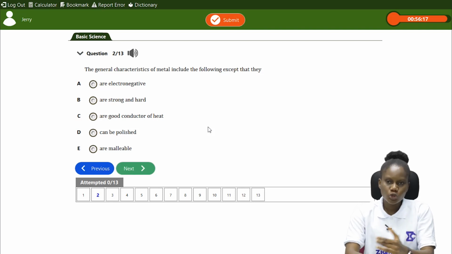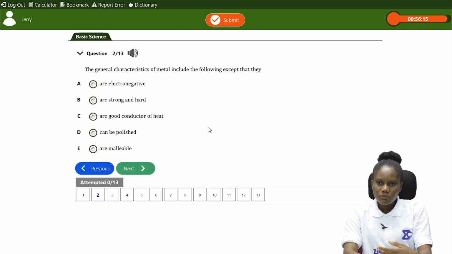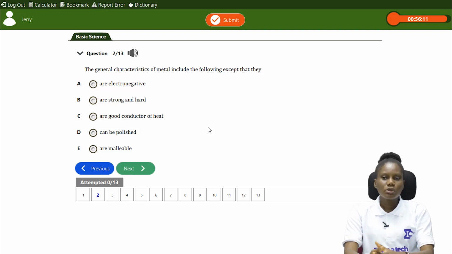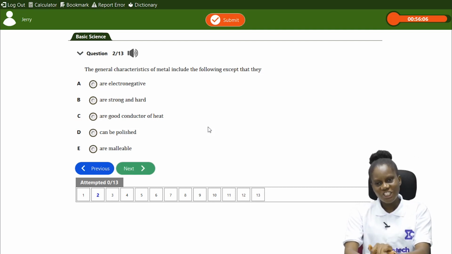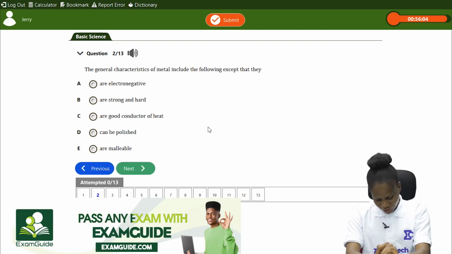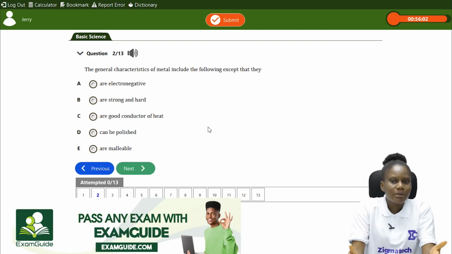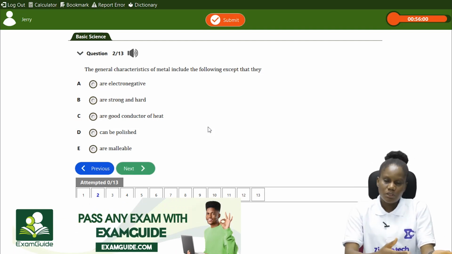So we want to look at option A. Says they are electronegative. Option B says they are strong and hard. Option C says they are good conductor of heat. Option D says can be polished. Option E says they are malleable. So let's check it. Put it side by side with what we've just learned.